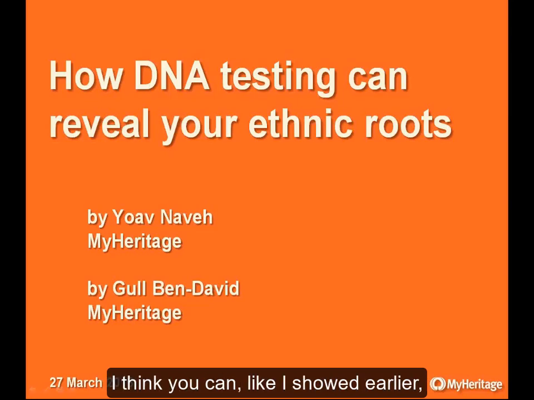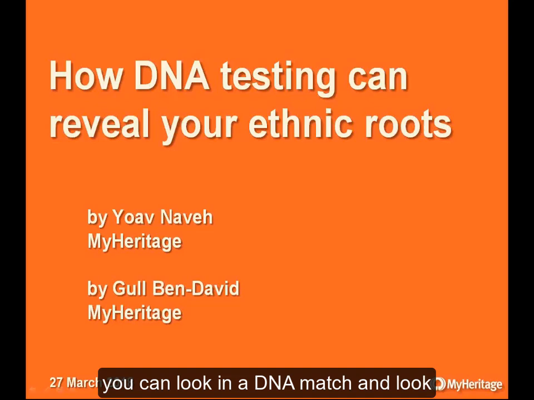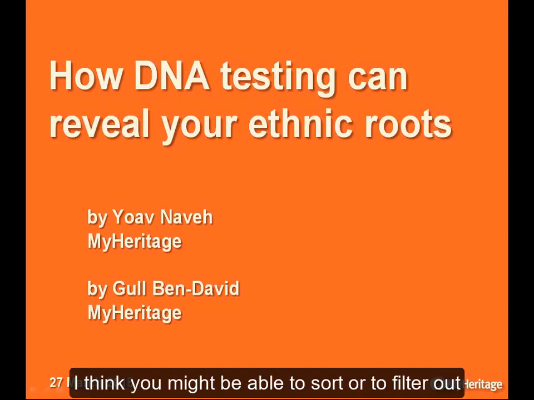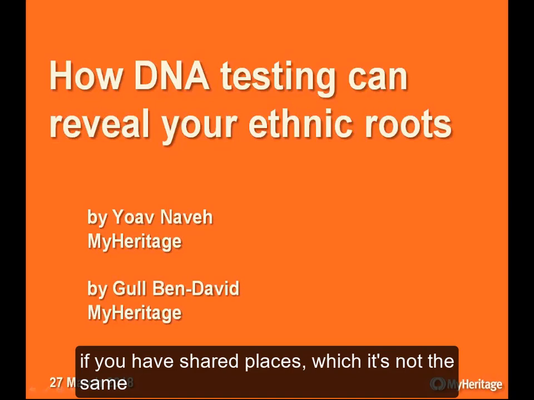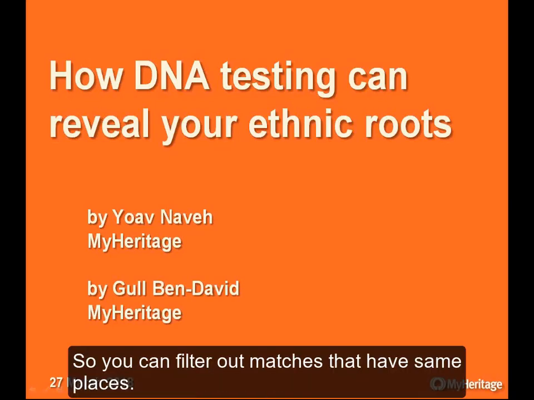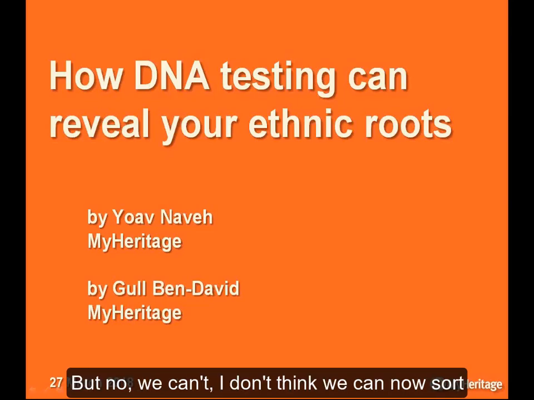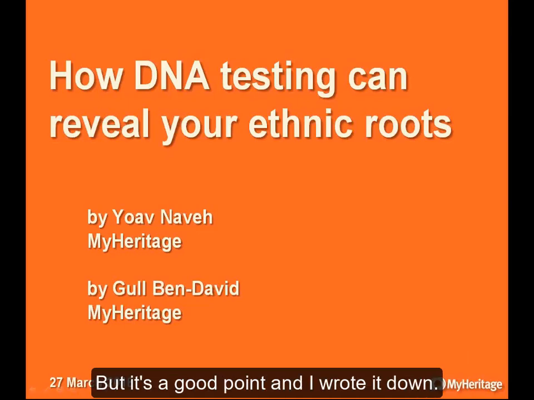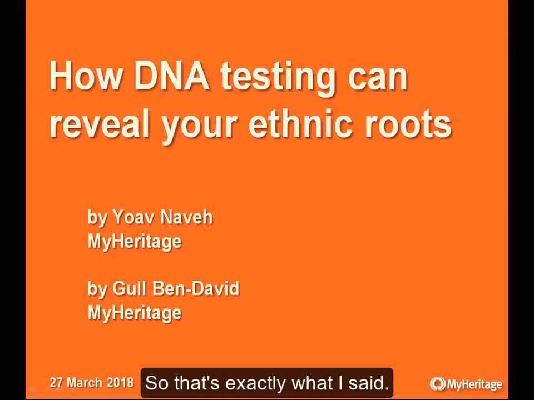I think you can, like I showed earlier, look in the DNA match and look at the shared ethnicities. I think you might be able to sort or filter if you have shared places, which is not the same, but it's close. So you can filter out matches that have the same places. But no, I don't think we can now sort according to the ethnicity. But it's a good point, and I wrote it down.